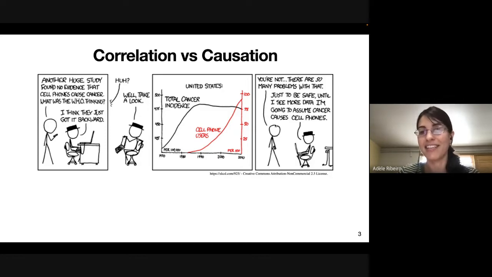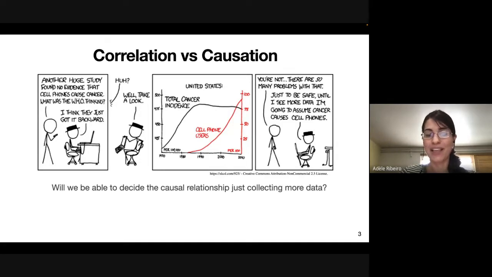And then the guy says, "You are not. There are so many problems with this interpretation. Just to be safe," the guy says, "I see. Until I see more data, I'm going to assume cancer causes cell phones." So the question here: is it true that we'll be able to decide this causal relationship just by collecting more data? Do you believe that this is true?